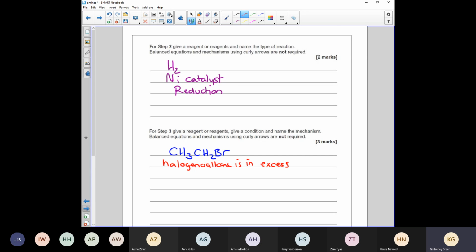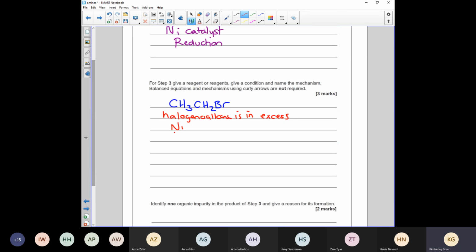And it wants a mechanism. Just a bog standard nucleophilic substitution. And again, literally, those are your 3 marks. And look at all that space. Psych things out in exams, I tell you.